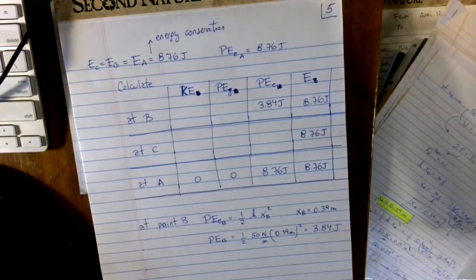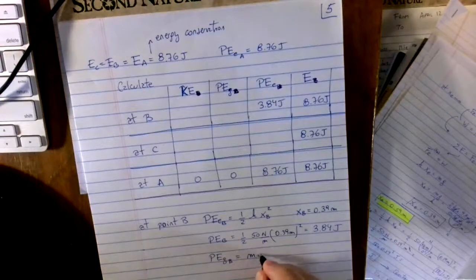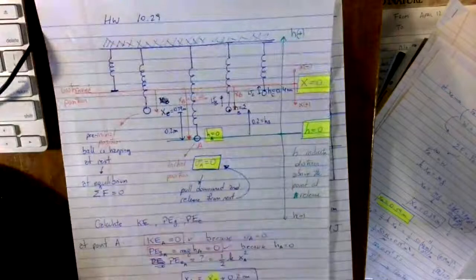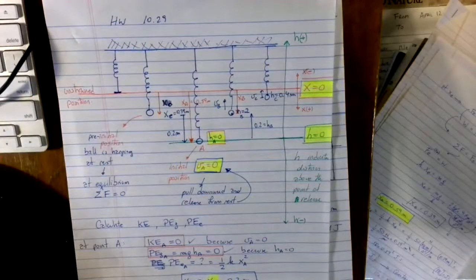Okay. Now let's calculate the gravitational potential energy at point B. Again, go back here. The definition: mass, gravity times hB. When you come here, how much is the value of hB? 0.2. Okay, exactly. That's actually given in the problem.